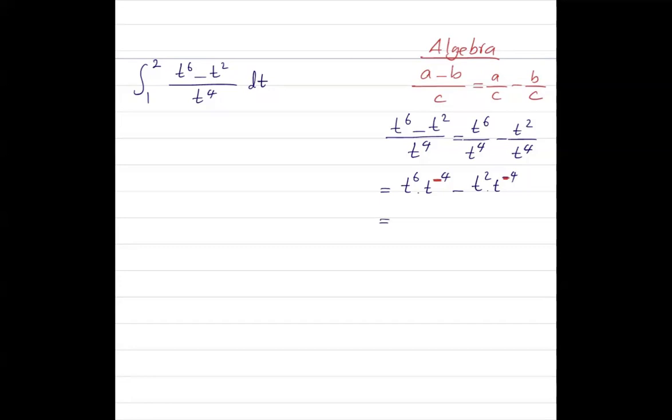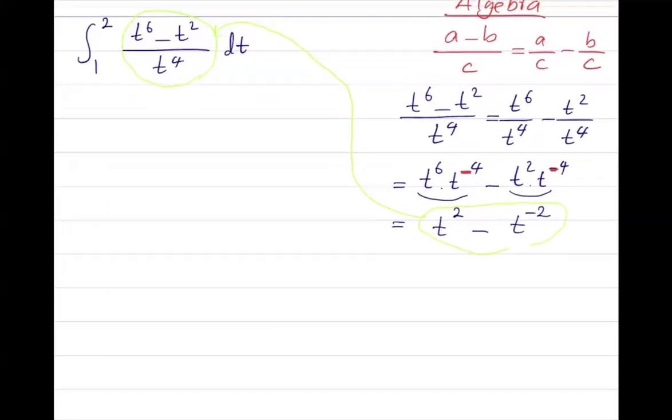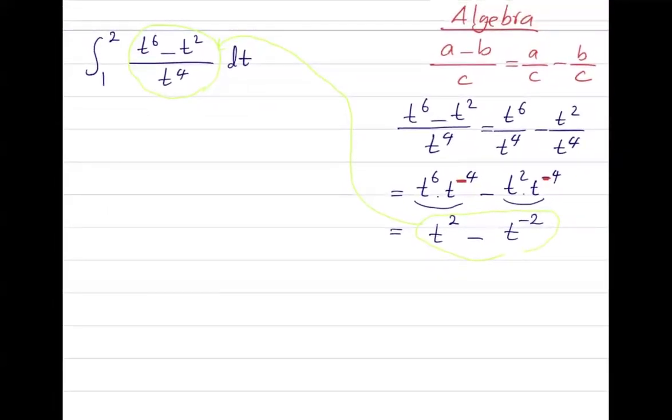So between these two, if you write one base and combine the exponents, 6 minus 4 is 2, and 2 minus 4 is negative 2. So take this and substitute it for the quantity that you have inside your integral. Your integral becomes the integral from 1 to 2 of t squared minus t to the power negative 2 dt.